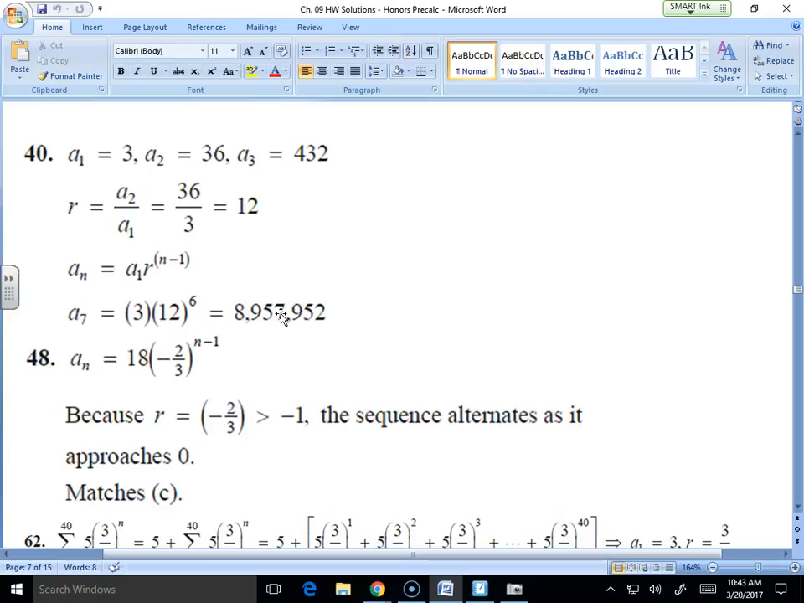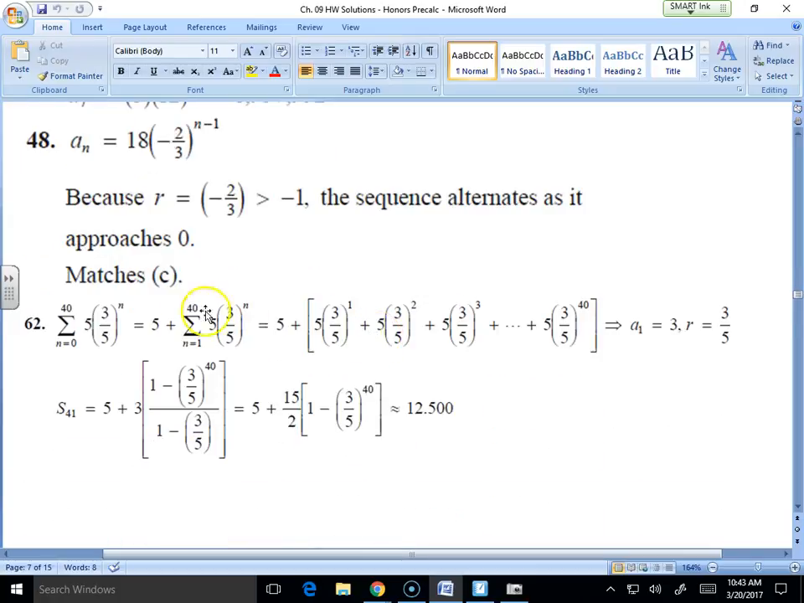Plug in your first term, got it. Plug in your common ratio that you found, got it. And then you have your formula to find the 7th term. Plug in 7, 7 minus 1 is 6. Ooh, that's a big term, 8,957,952. Number 48 matches letter C. Because it's going to bounce back and forth between positive and negative.